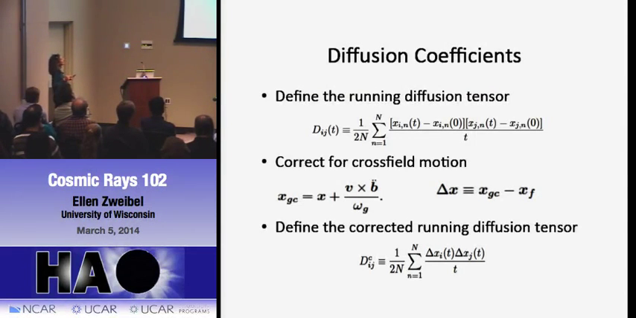How do you analyze this? You define a running diffusion tensor, which represents, so if you have N particles, this is a sum over all the particles.